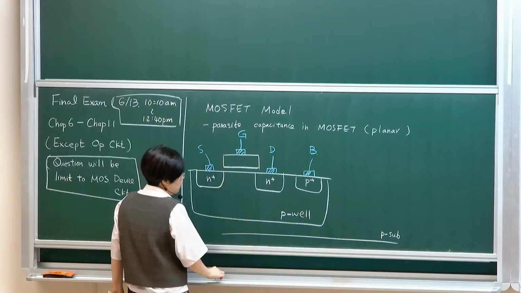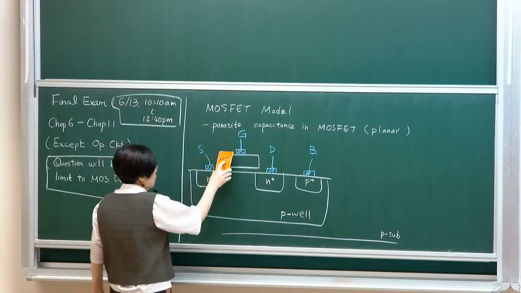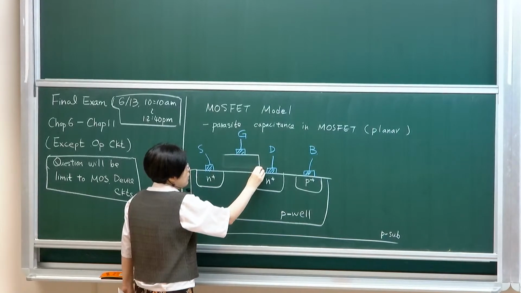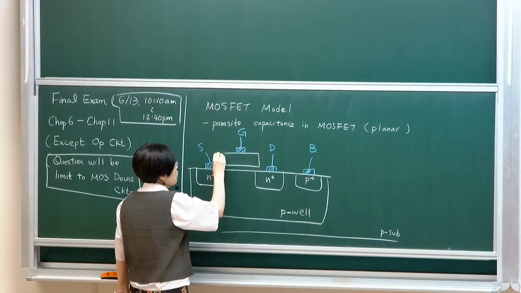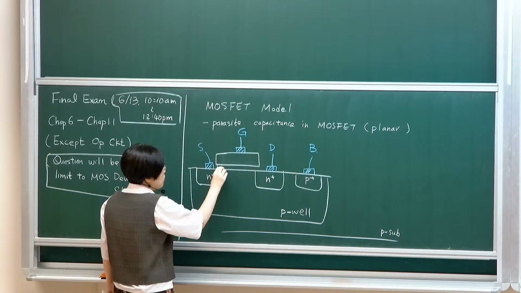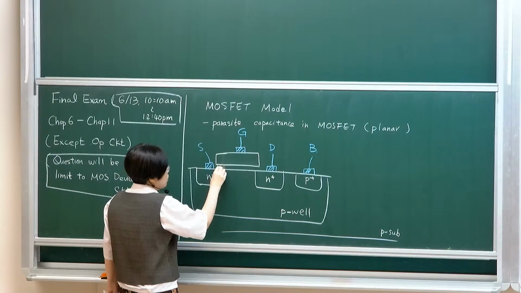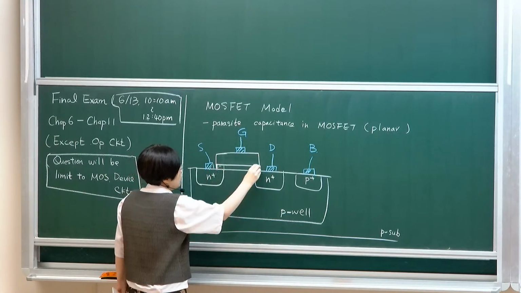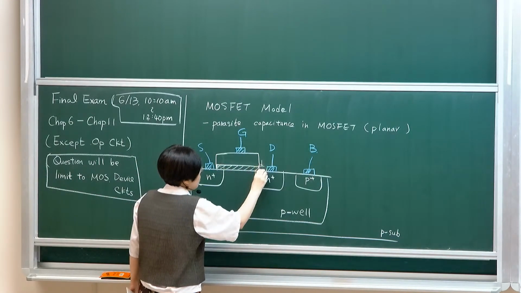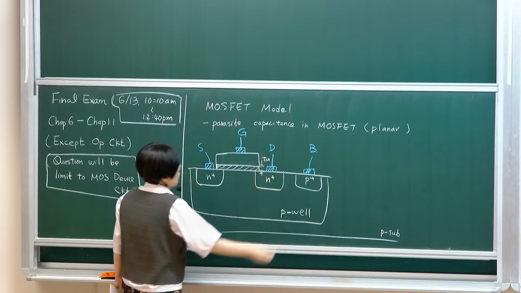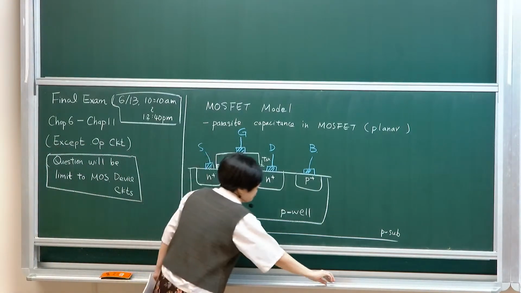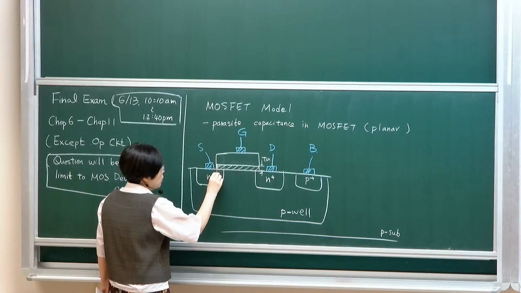I didn't do a good drawing, so let me do a better drawing of this gate. As we have already discussed, typically you make your gate, and the gate and the source and drain will have some overlap region. This is the gate dielectric with a thickness of Tox. And if you look into the cross-section, there will be a lateral diffusion into here.